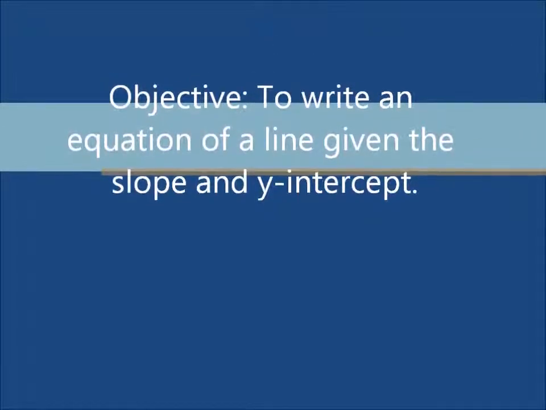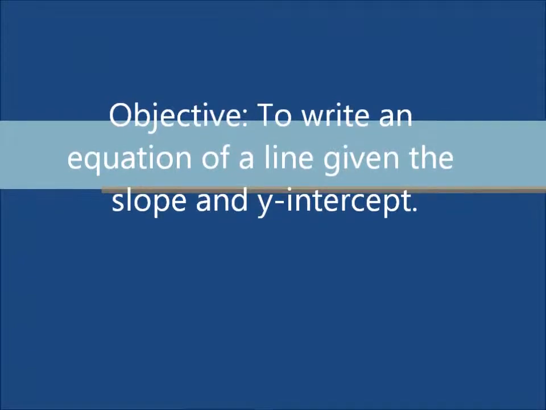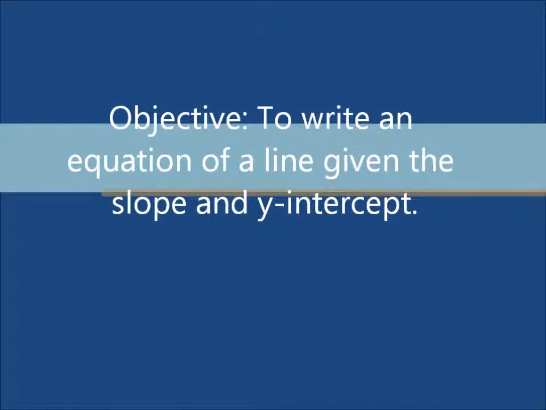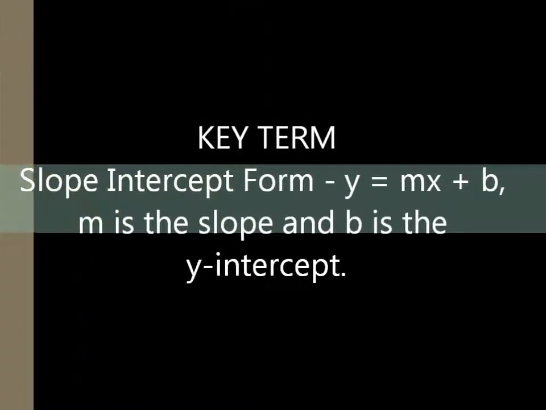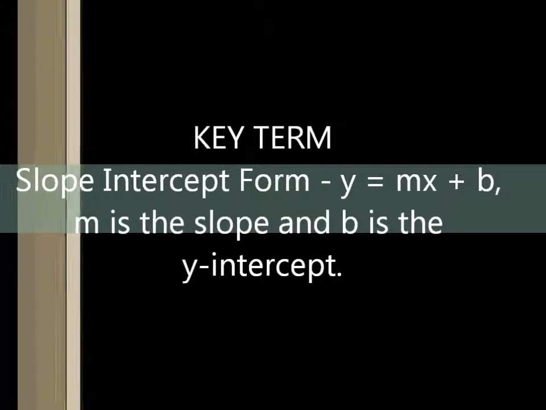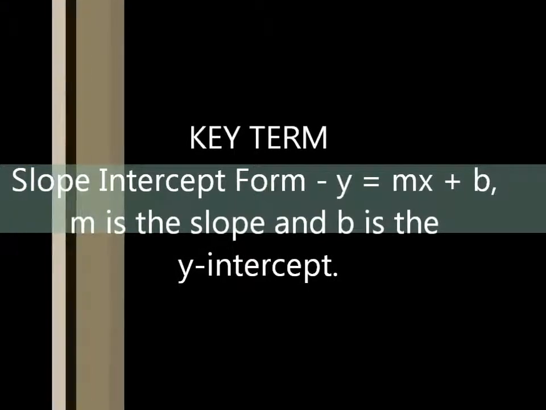Lesson 5.1. Our objective is to write an equation of a line given the slope and the y-intercept. Key term: slope-intercept form. Y equals mx plus b, where m is the slope and b is the y-intercept.